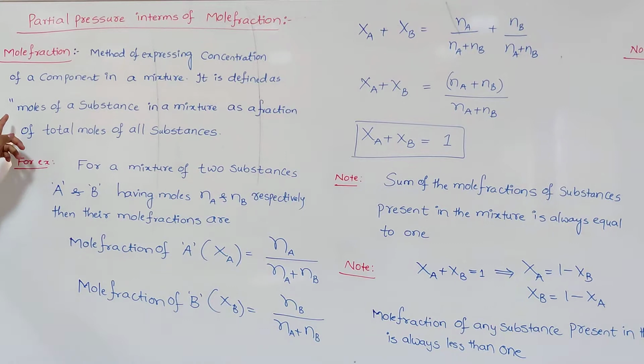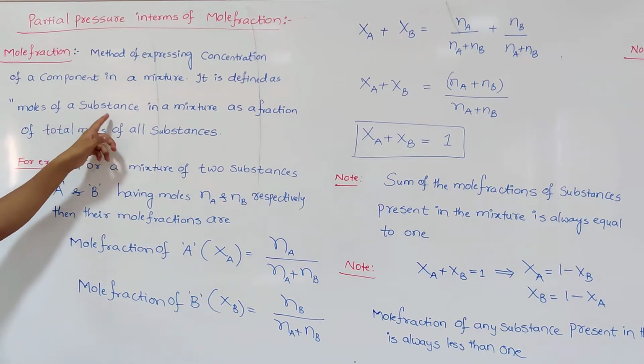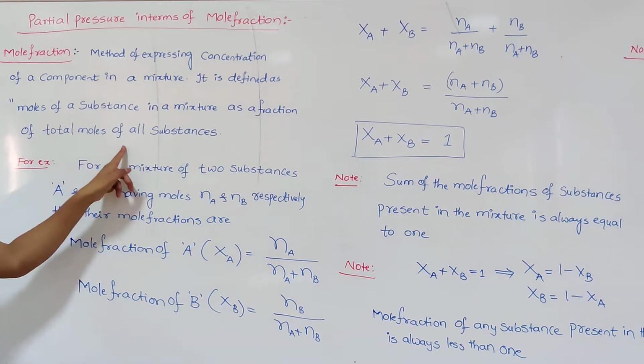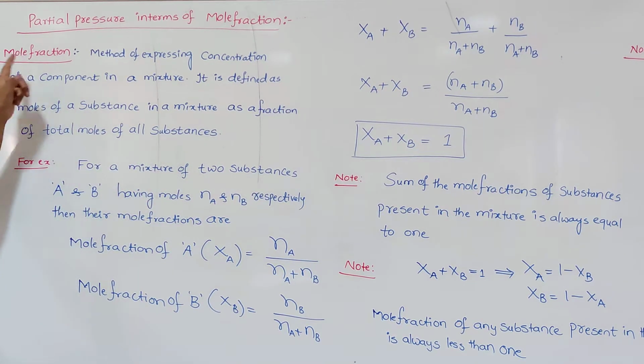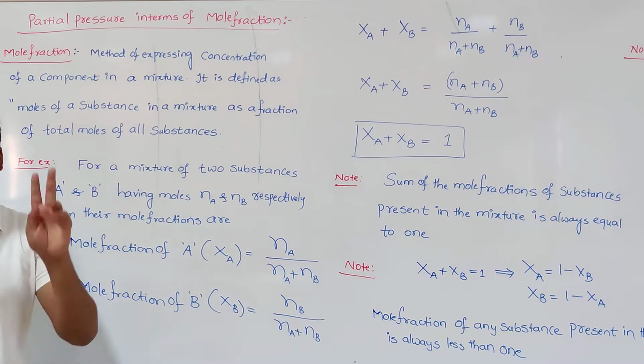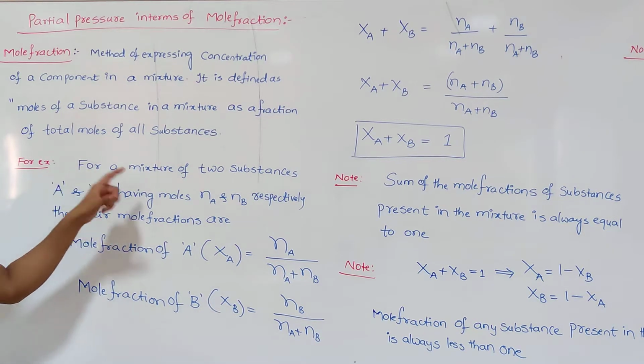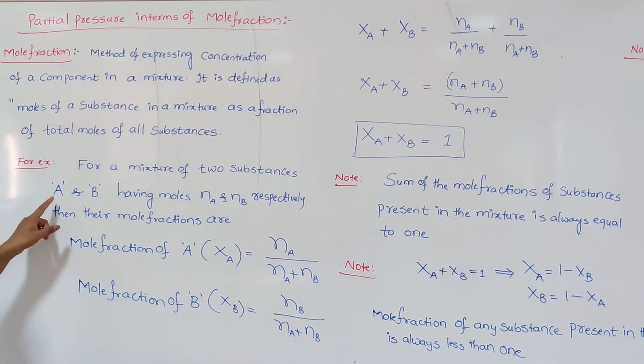It is defined as the number of moles of a substance in a mixture as a fraction of the total moles of all substances, which is called the mole fraction. This is the exact definition. To understand this, for example, let us take a mixture. The mixture consists of two types of gases, A and B. Their numbers of moles are Na and Nb, the number of moles of each gas A and B respectively.